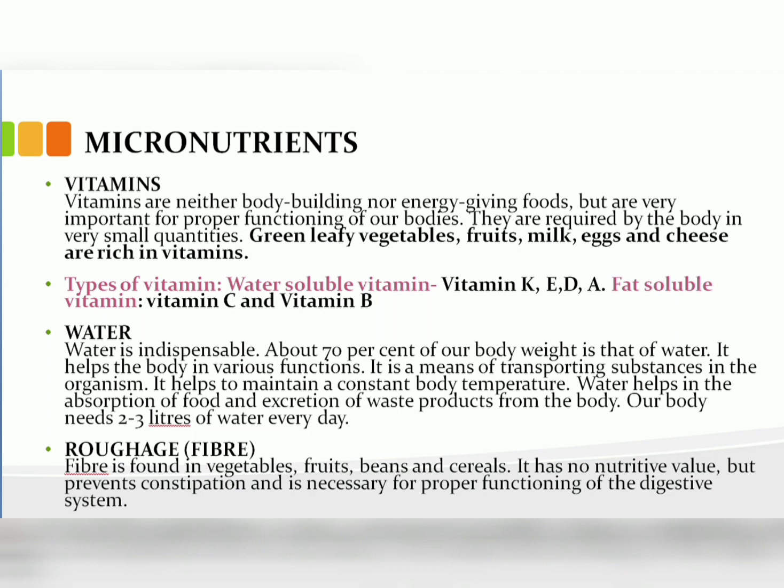These vitamins are classified into two main types: water soluble vitamins and fat soluble vitamins. Coming to the water soluble vitamins, these kinds of vitamins dissolve in water. Examples for this are vitamin K, vitamin E, vitamin D and vitamin A. You can remember this as KEDA, a short form you can learn as Kida. In Hindi, Kida means insect. So we can remember these vitamins as an insect, that is Kida: vitamin K, vitamin E, vitamin D and vitamin A.